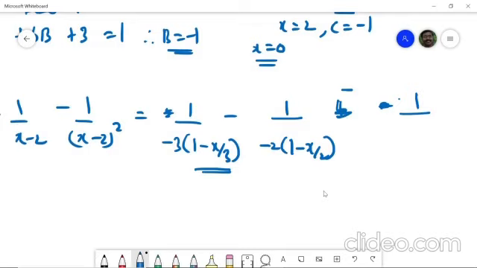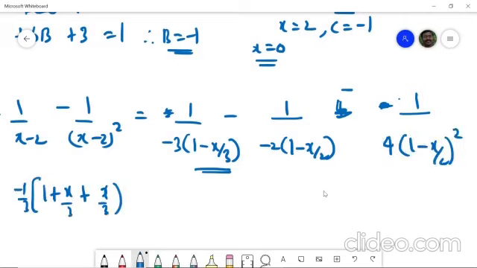Now we'll expand it. The first expansion would be minus 1 by 3 is there, then the rest would be 1 plus x by 3 plus x by 3 the whole square plus etc. This is from binomial theorem. The second expansion would be minus, it will become plus, so it will be plus 1 by 2 into 1 plus x by 2 plus x by 2 the whole square plus etc.